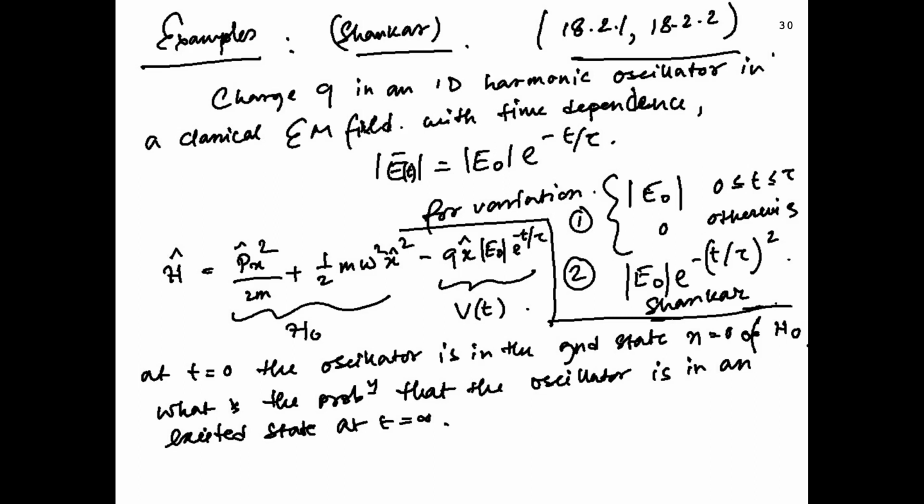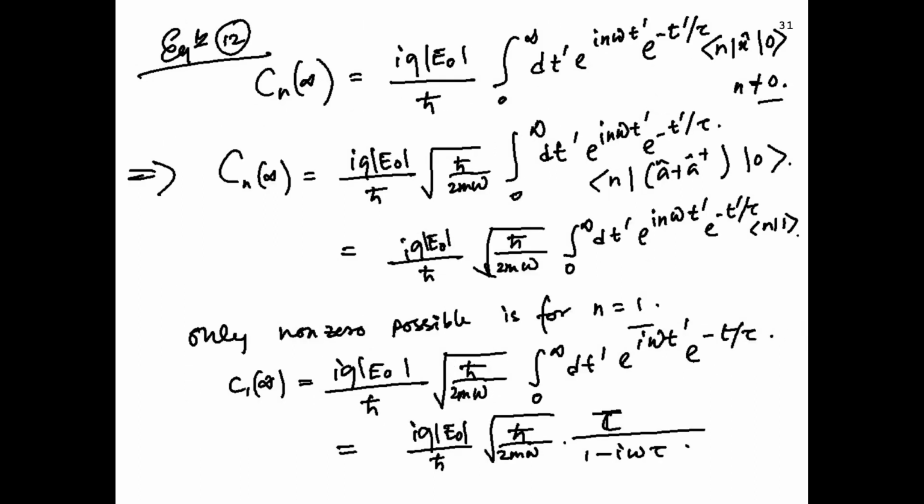So now let's do the simplest case where at time t equal to 0, the oscillator is in the ground state of H0. What is the probability that the oscillator will be in a particular excited state at t equal to infinity? That's the question we are interested in. So let's calculate this just using the formula blindly, which we know. So this is Cn at time t, we put infinity, so the integration range is 0 to infinity, which is a simple integral to handle.